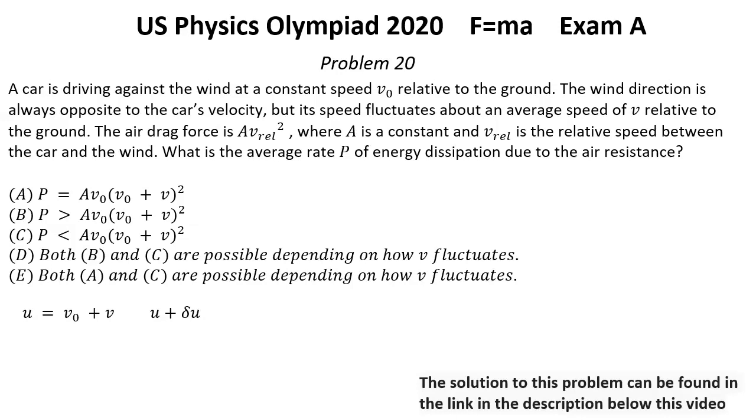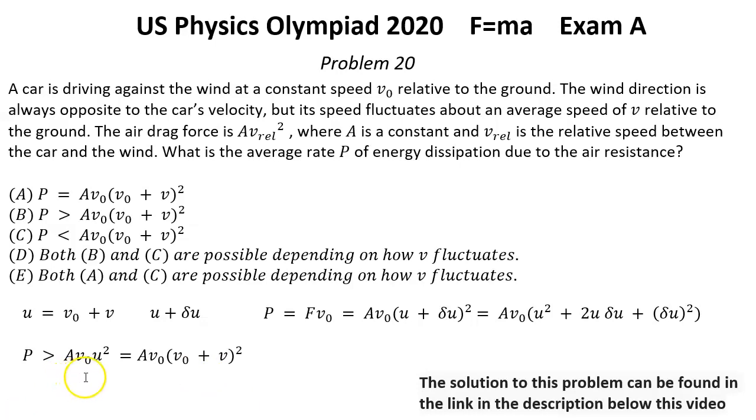The instantaneous energy dissipation rate is force F multiplied by V0, and when we put in the expression for force, we finally have this expression. Here U squared is constant, the average of the second term is 0, and the third term is always positive. It means that P is greater than A V0 U squared. And this is answer B, and that was the solution for problem number 20.